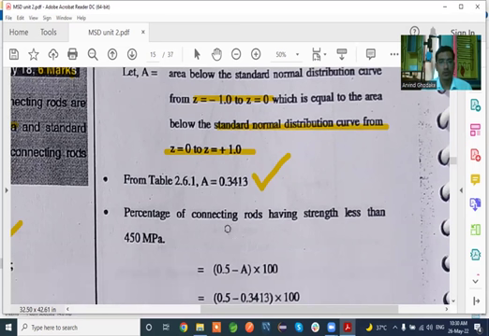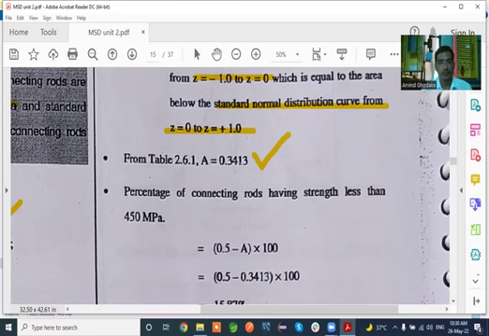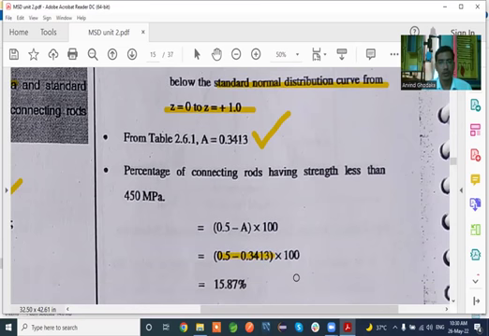Therefore, the percentage of connecting rods having strength less than 450 megapascal is equal to (0.5 minus A) into 100. Therefore, (0.5 minus 0.3413) into 100. So 15.87 is the percentage of connecting rods having strength less than 450 megapascal.